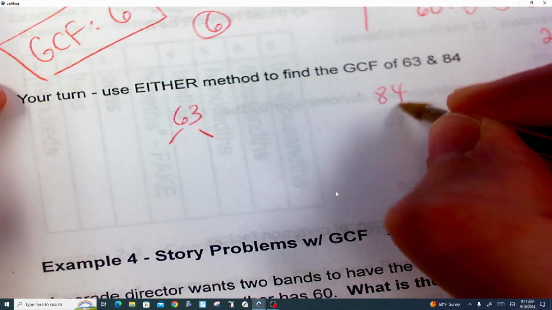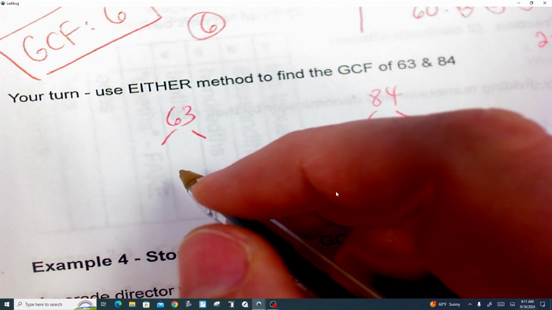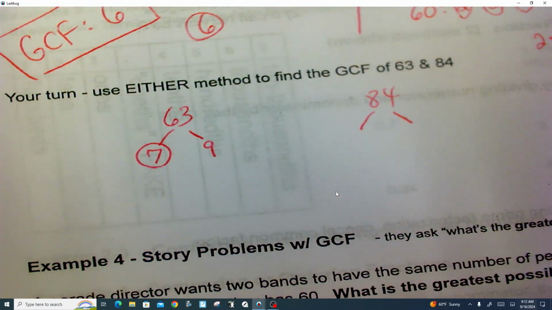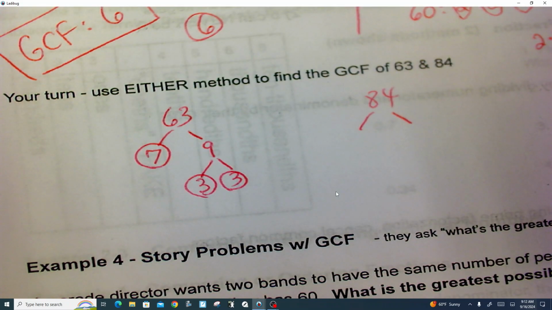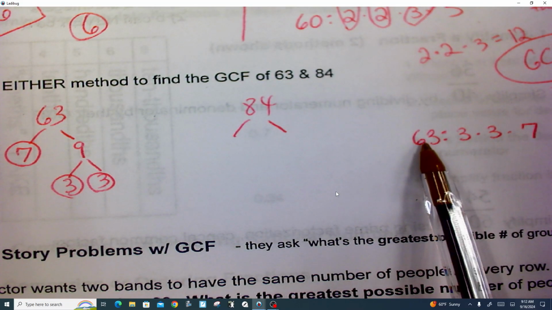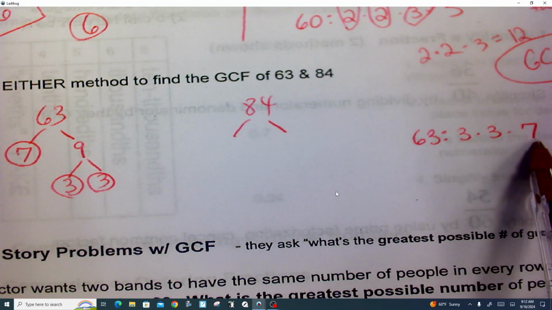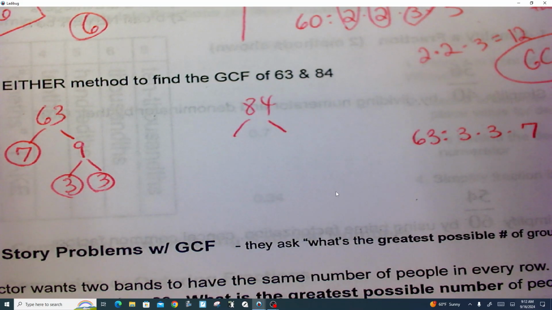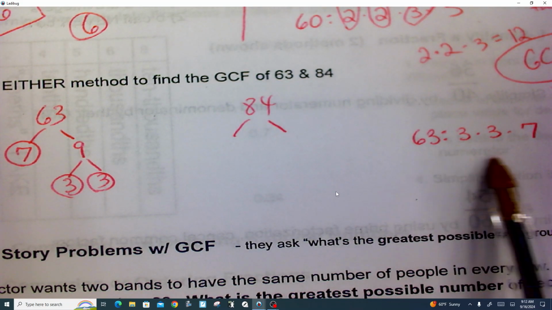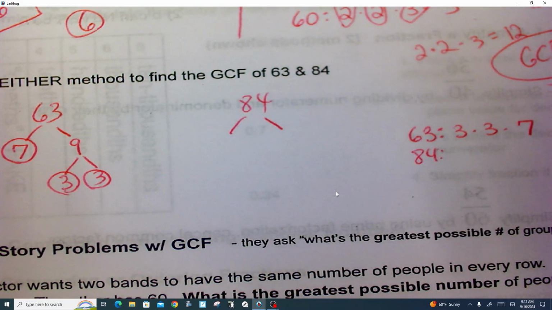I'll come over here and put the 84 over there. 7 times 9, 7's prime. 9 is 3 times 3, so prime. So I'm making a quick little note off to the side. These are the prime factors of 63 in order from least to greatest. And now I'm going to come over and work on 84 and get those least to greatest underneath this one. So that way then I can compare from my common factors.